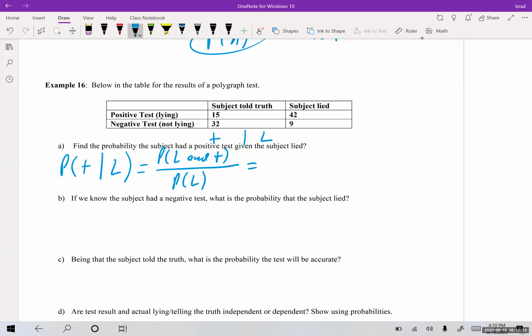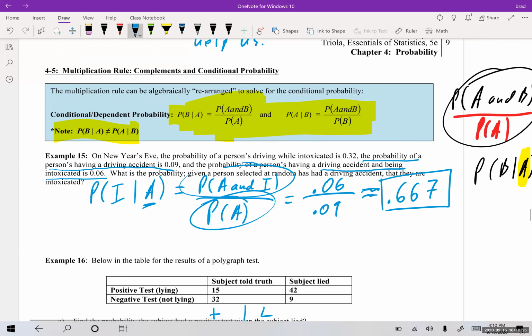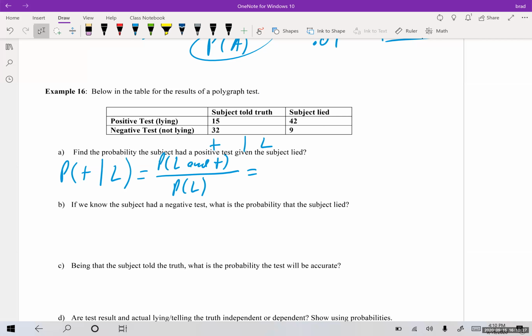Okay. So again, I'm just using these formulas up here, you guys. So let's see the probability of lying and a positive test result. Remember, for an "and" statement, I told you guys the best way to do it is to draw a line with the two categories.